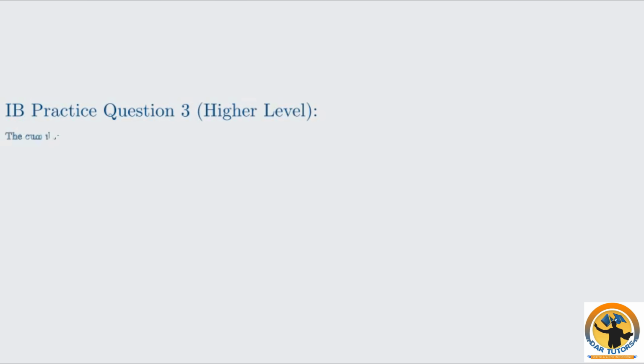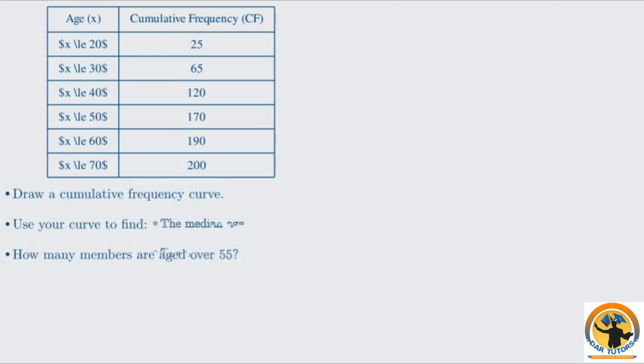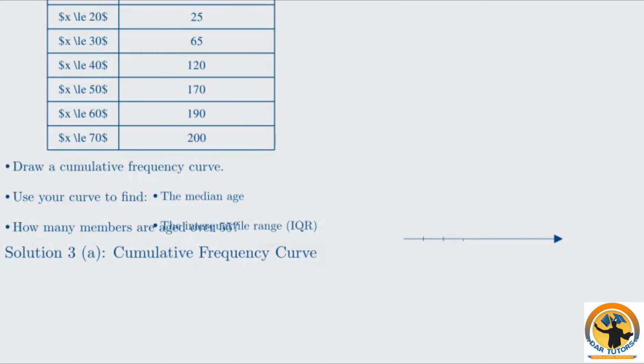Let's work through another IB-style problem, this time on cumulative frequency tables and curves. We have cumulative frequencies for different age groups. We need to create a cumulative frequency curve and use it to find the median, interquartile range, and the number of members aged over 55. For part A, we plot the upper class boundaries against the cumulative frequency.